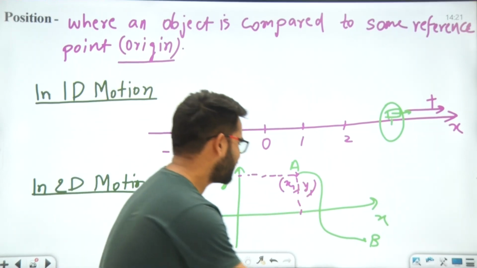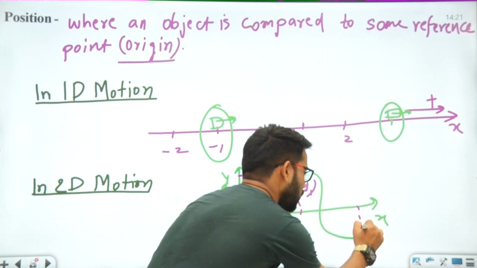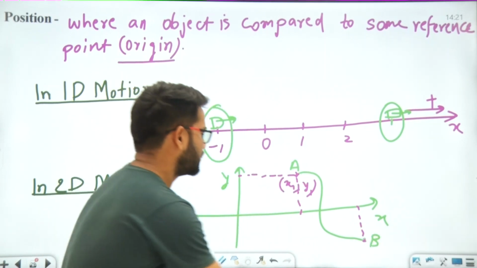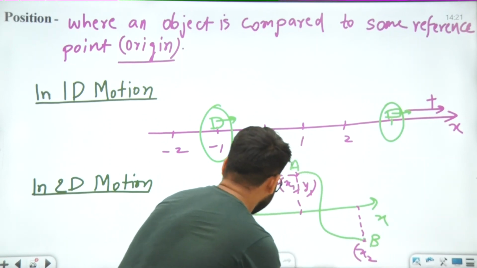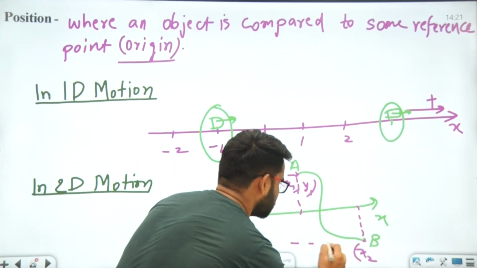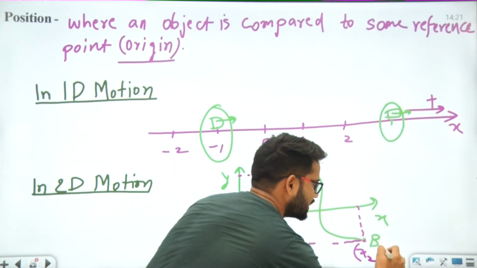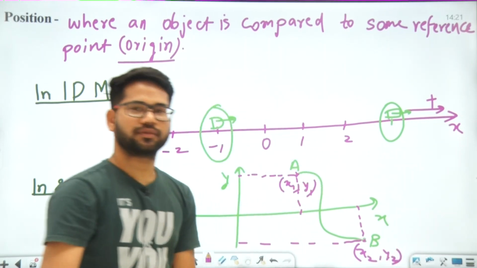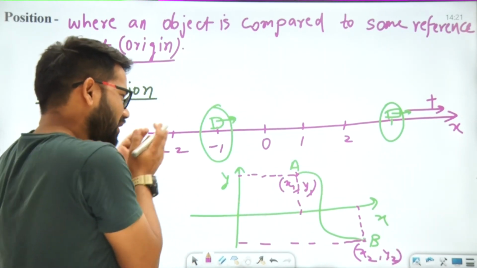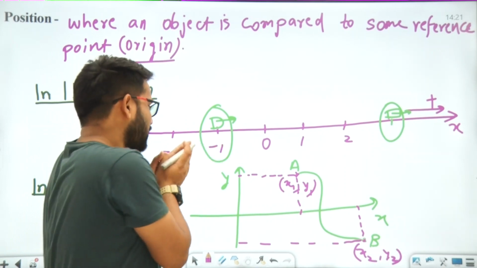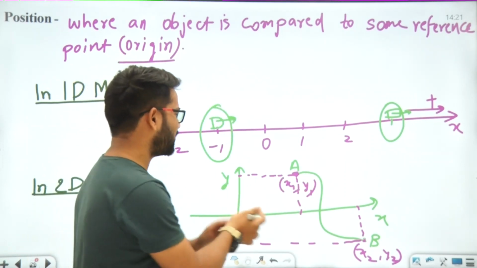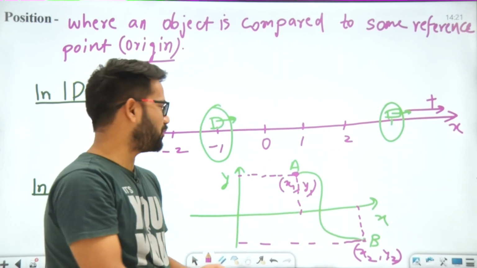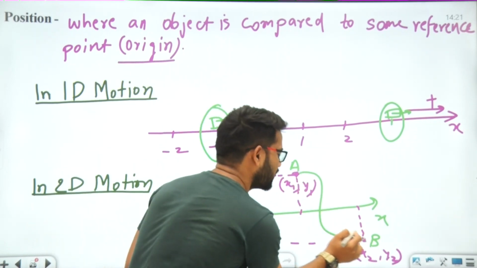And if you see this position, it also has some x position, we can say x2, and some y position, right? We can say y2, right? So here you will see we are now able to discuss this movement. It's moving from this position A to this position B.